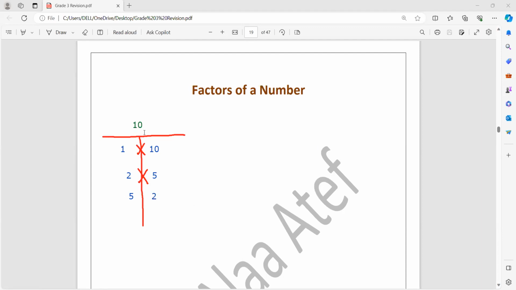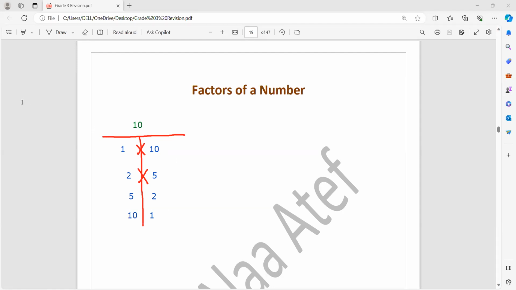In table 6, no. In table 7, no 10. In table 8, no 10. In table 9, we don't have 10. In table 10, it's 10 times 1. And of course, we are going to stop on timetable 10.